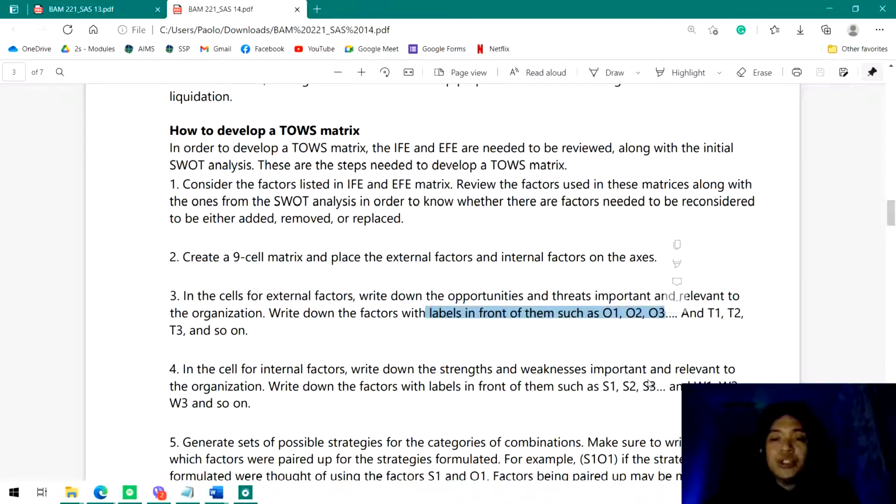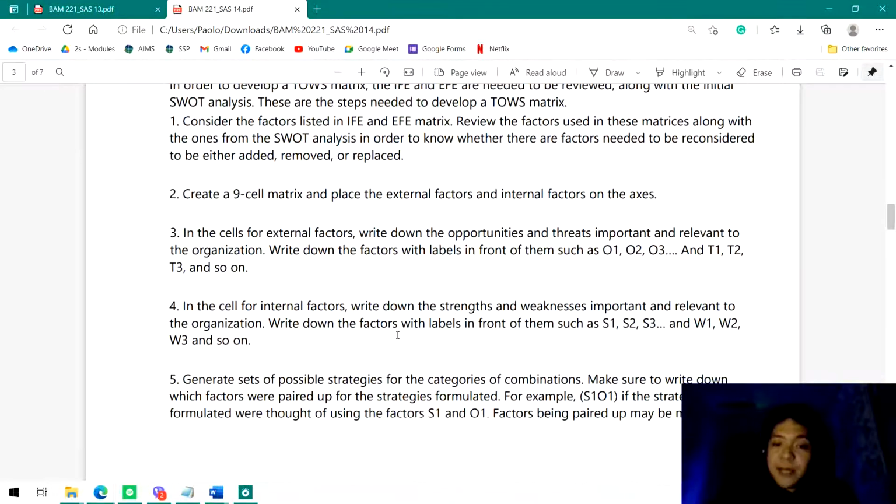Opportunity 1, Opportunity 2, and Opportunity 3. Same with threats, T1, T2, and T3. Threat 1, Threat 2, and Threat 3. Same with strength and weakness. First, ililista mo sila, i-write down mo sila, and you will label them as S1, S2, S3 as strength 1, strength 2, and strength 3, and W1, W2, W3 as weakness 1, weakness 2, and weakness 3.